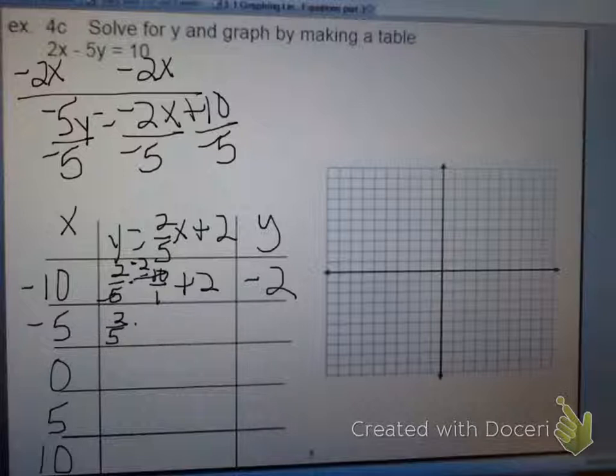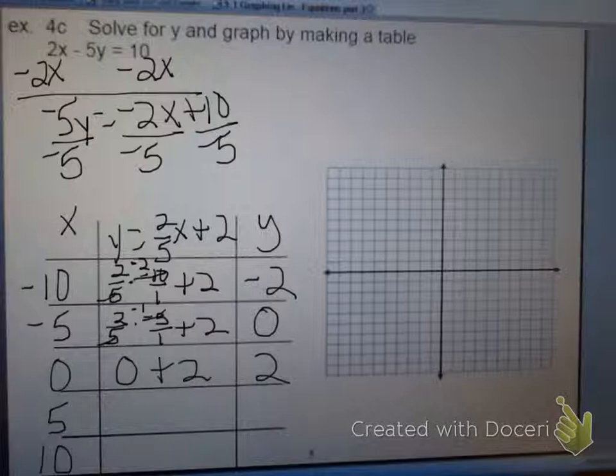2 over 5 times negative 5 over 1 plus 2. 5 goes into negative 5 negative 1. So 2 times negative 1 is negative 2, plus 2 is 0. 2/5 times 0 is 0, plus 2 is 2. 2/5 times 5 over 1 plus 2. 5 goes into 5 one time, so 2 times 1 is 2, plus 2 is 4.